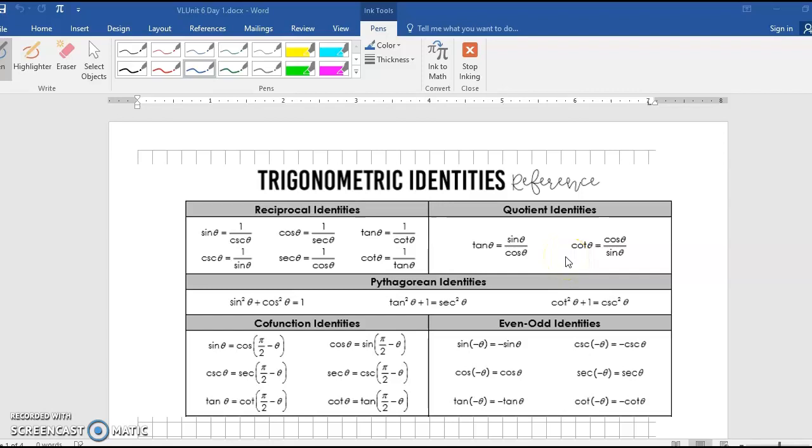Hello dear ones, let's start with trigonometric identities. Today we are going to simplify trigonometric expressions using some of these identities.